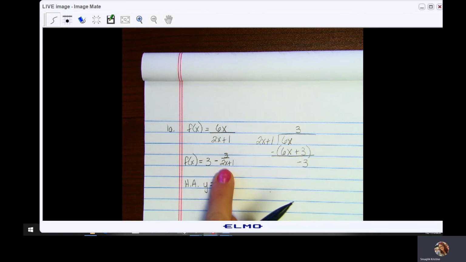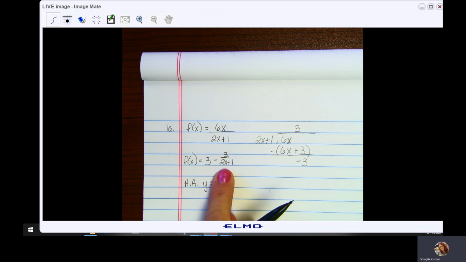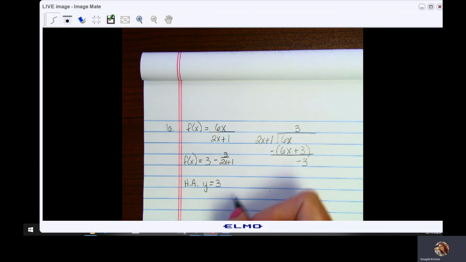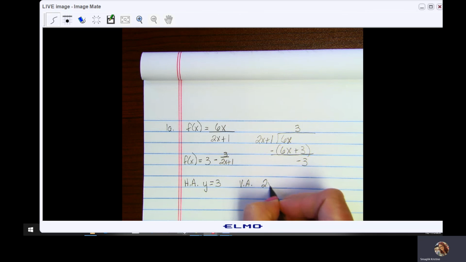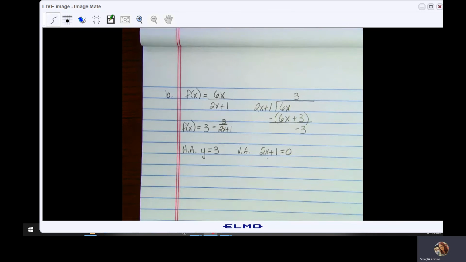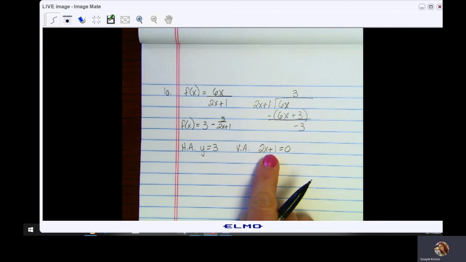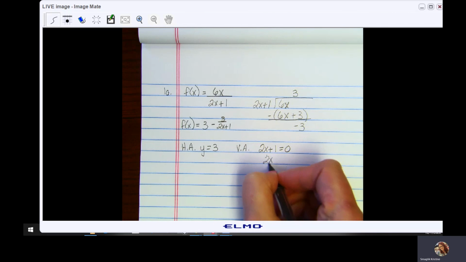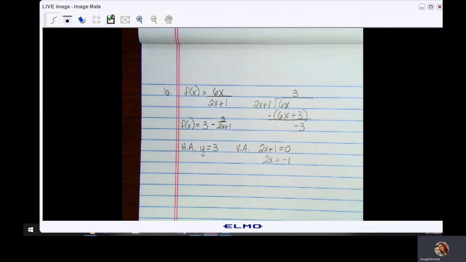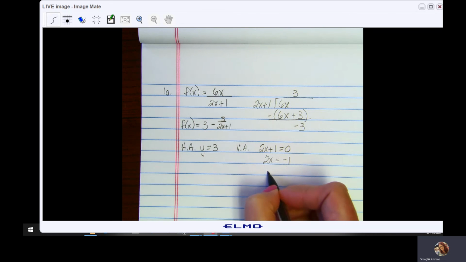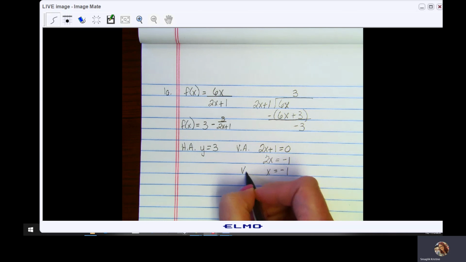And now my vertical asymptote, and I can't just see this by a horizontal shift. It's not there for me nice and easy because I've got that 2 in front of the x. So what we're going to need to do to find the vertical asymptote is take the denominator, set it equal to 0, and solve. If I subtract 1 from both sides, I get 2x equals negative 1. And then we'll divide out that 2. I get x equals negative 1/2. So here's my vertical asymptote.